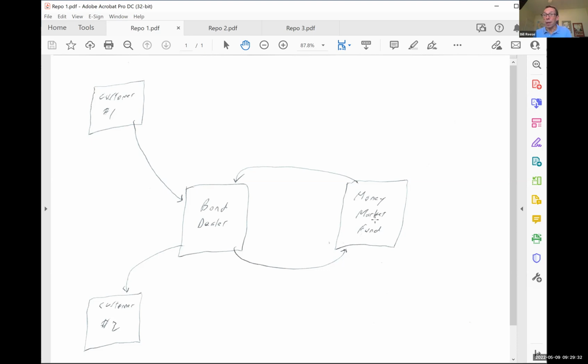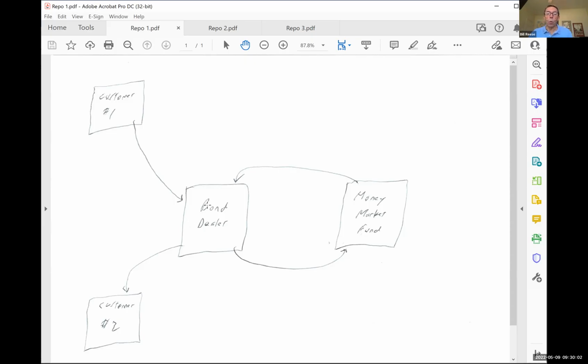It doesn't have to be a money market fund. It can be another bond dealer. It could be any kind of corporation that wants to make a short-term loan. But the idea here is, from the money market fund's standpoint, they are going to be lending money to the bond dealer for a short period of time. In our example, it's going to be overnight.